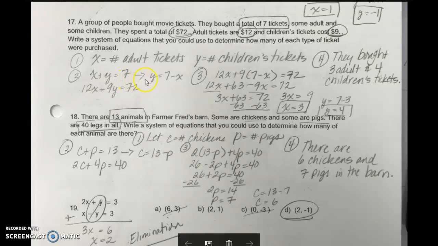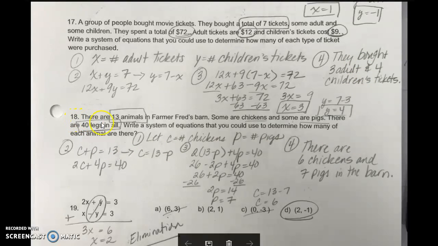And then I isolated y in my first equation by subtracting x from both sides. So step 3 is using substitution. I substituted this expression in place of y, and then I used that to solve and then plugged it back in and found y. So my final answer, which is in step 4, remember this time instead of giving an ordered pair, I want to clearly state an answer with labels. So I said they bought 3 adult and 4 children's tickets.